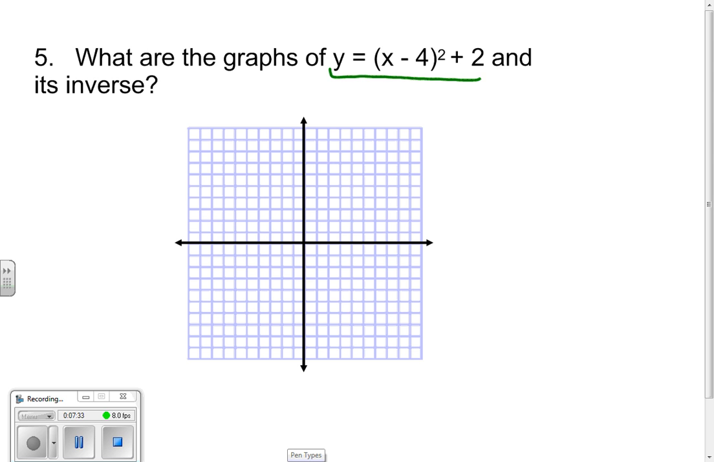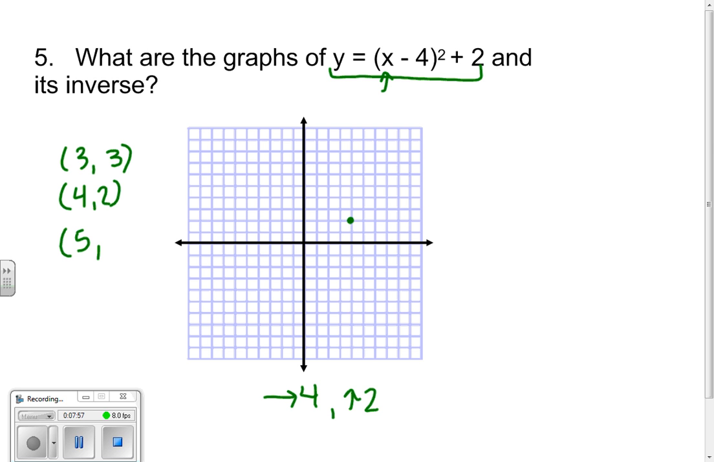All right, to graph this one, it moves right 4 and up 2. So right 4 and up 2 puts my vertex right there. That ordered pair is 4, 2. So I'm going to pick a 3, and I'm going to pick a 5. Putting a 3 in for x first, and putting it right there. 3 minus 4 is negative 1, squared is positive 1, plus 2 is 3. I should get a 3 out when I put a 5 in as well. 5 minus 4 is 1, squared is 1, plus 2 is 3. That's what I kind of expected. 3, 3 is there, 5, 3 is there.